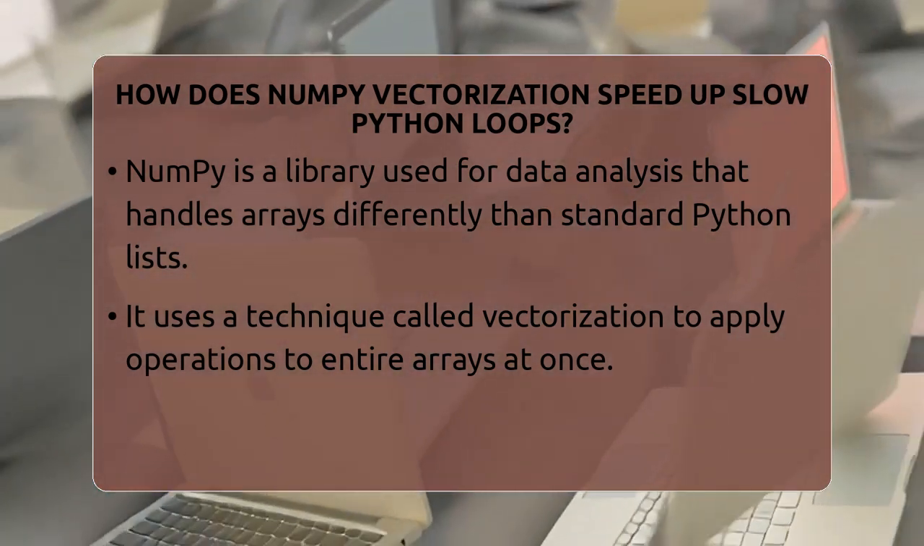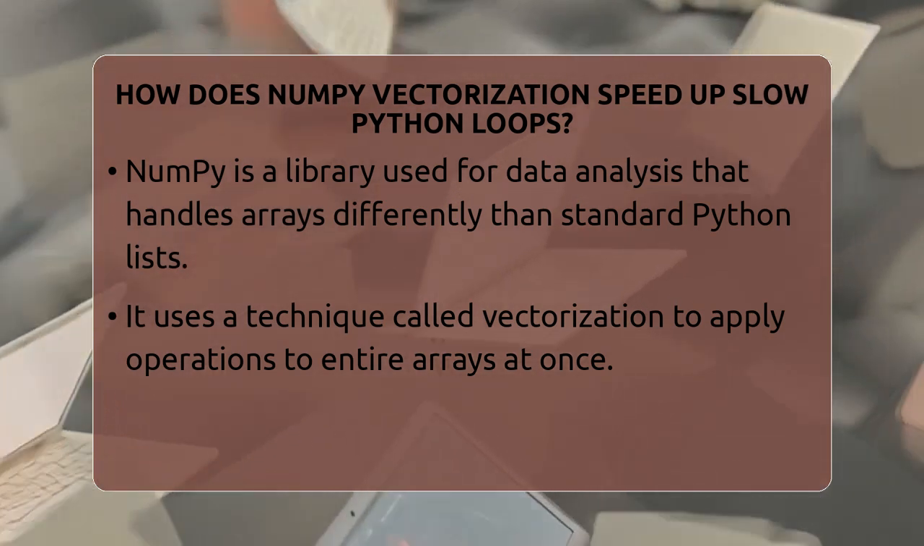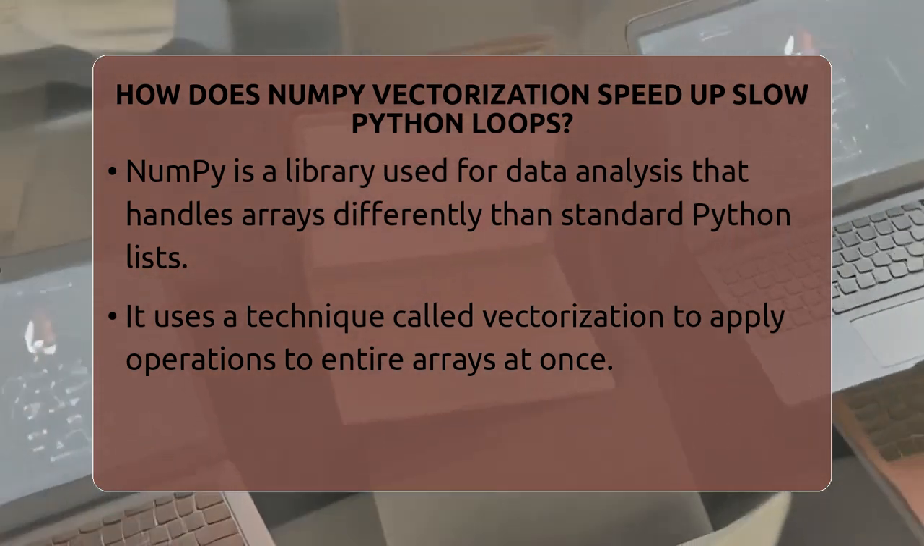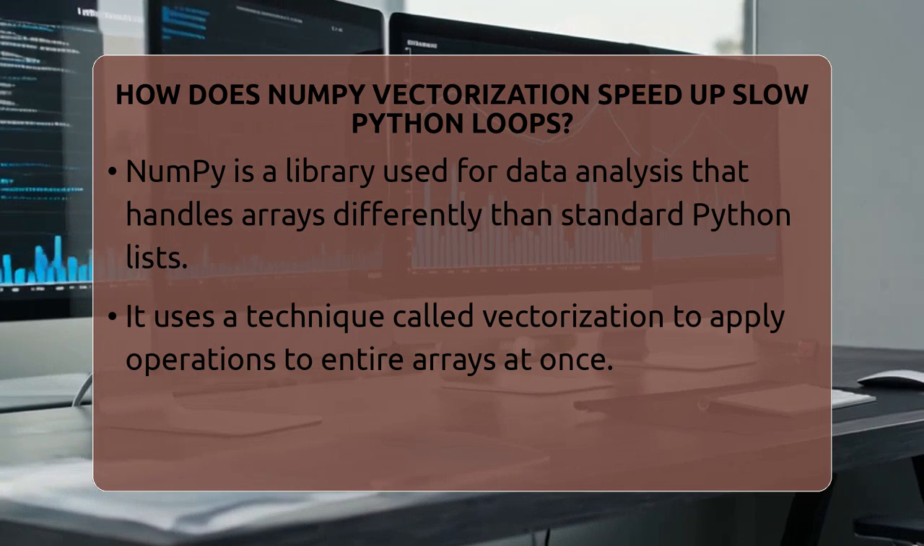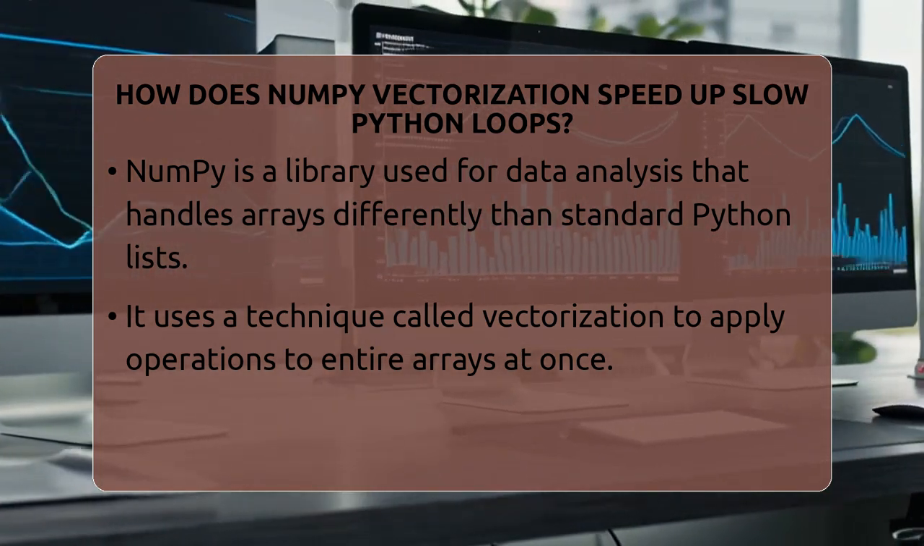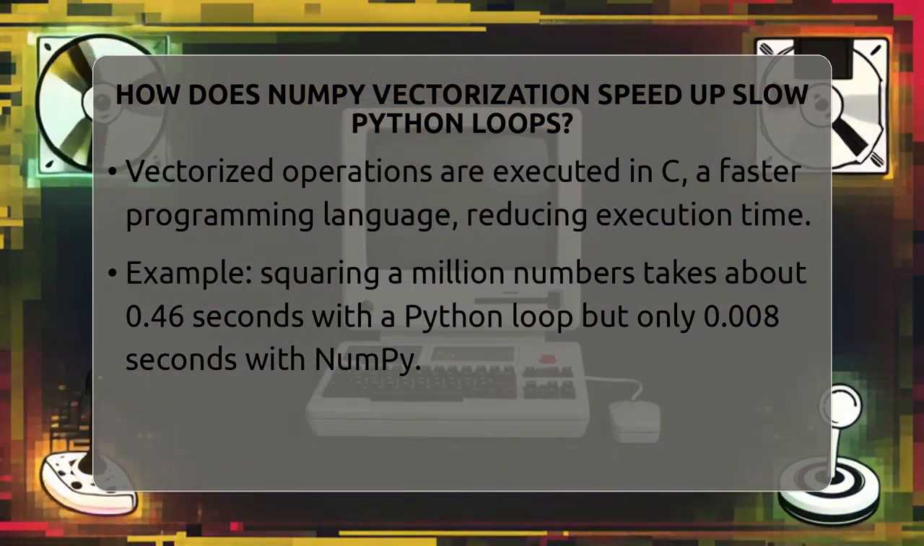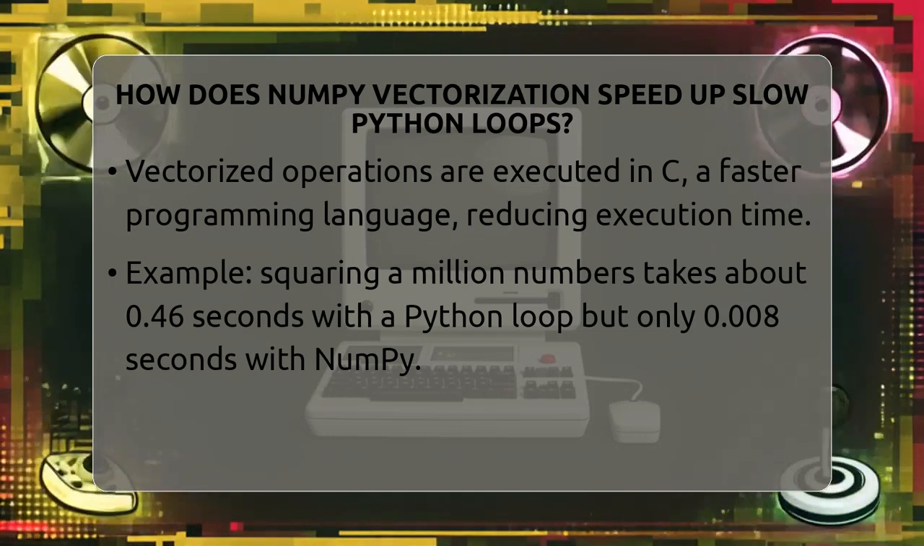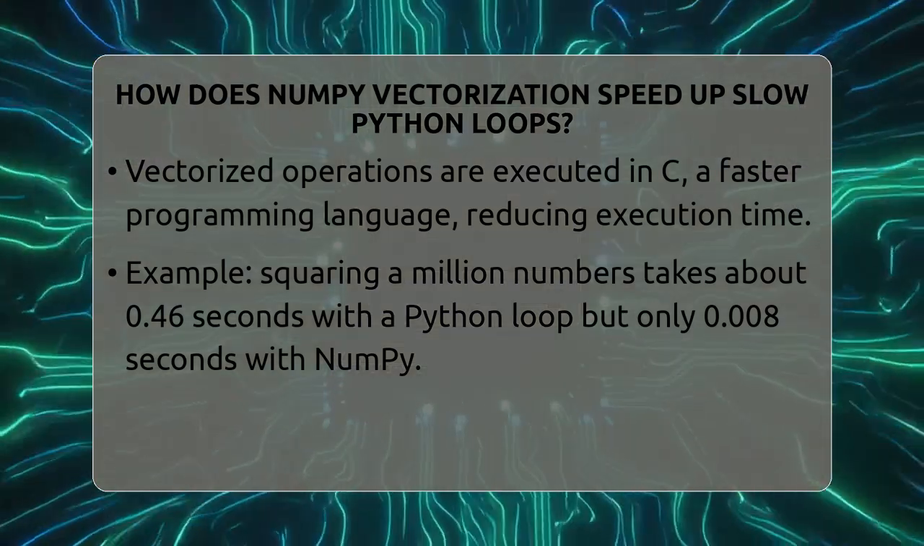For example, if you want to calculate the expression x squared plus 3 times x plus 1 for 1,000,000 numbers, doing it with a Python loop might take around 0.46 seconds. But with NumPy vectorization, it only takes about 0.8 seconds. That's more than 50 times faster.